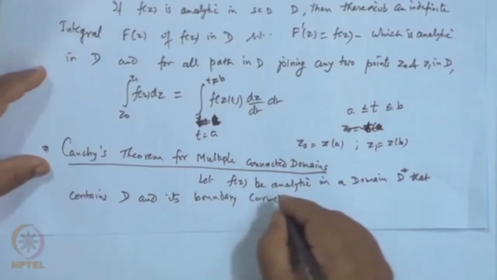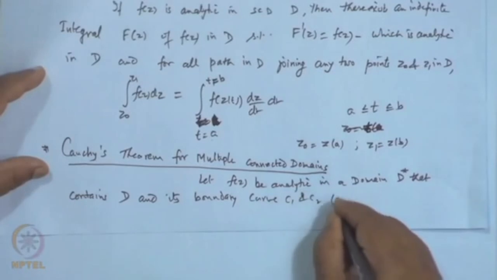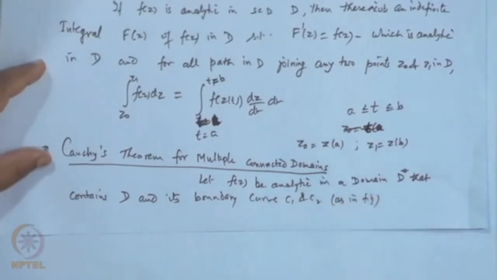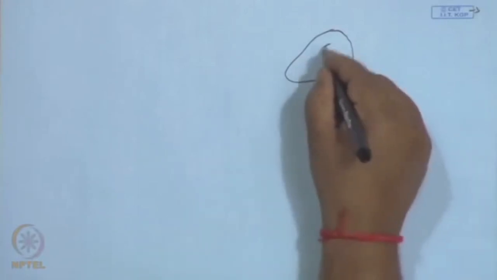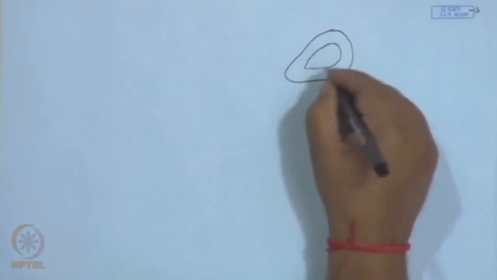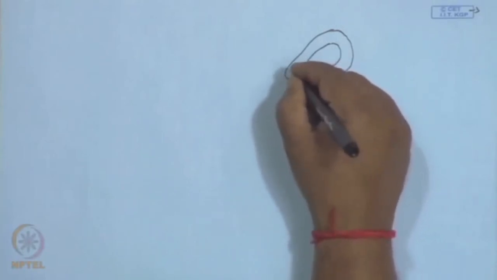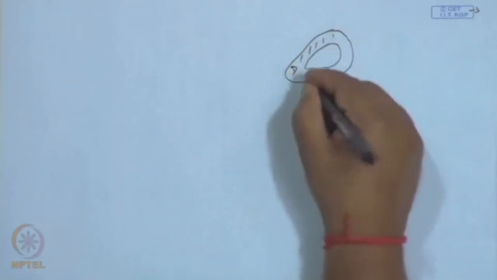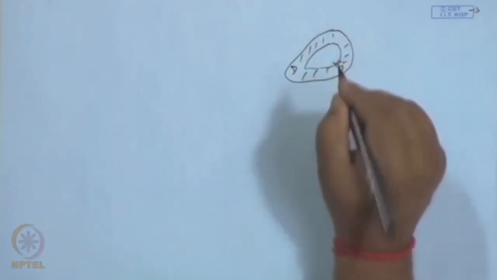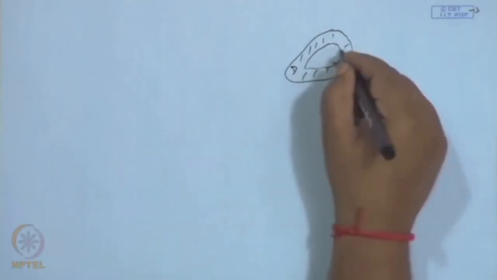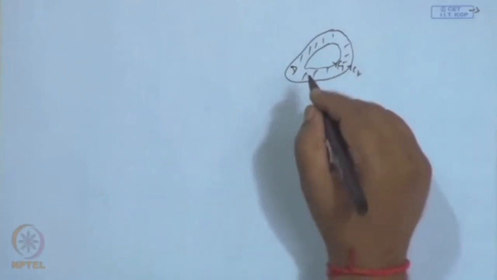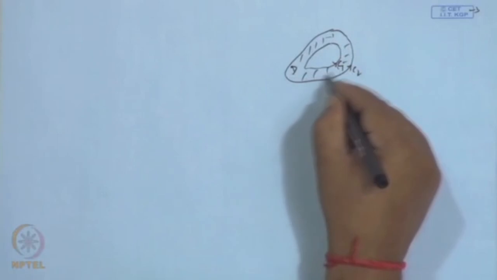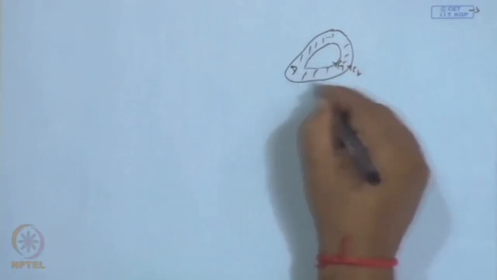Boundary curves C1 and C2, as in the figure. Suppose this is our D star, this domain, and this is our D, contained between the two curves C1 and C2. In between, this is the domain D, and D star is the domain which contains the points of D as well as the points of the boundaries C1 and C2.